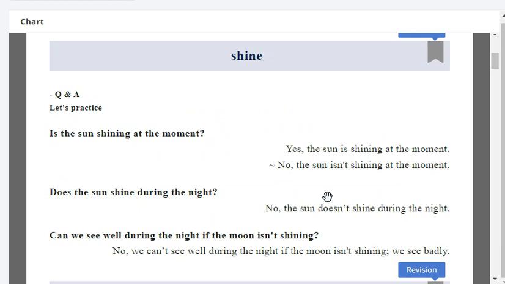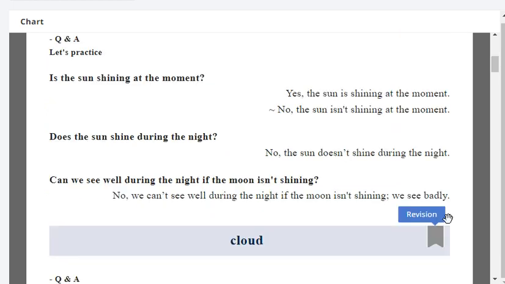First question. Is the sun shining at the moment? Yes or no? Yes. The sun is shining at the moment. Does the sun shine during the night? No, the sun isn't shining during the night. The sun doesn't shine during the night.